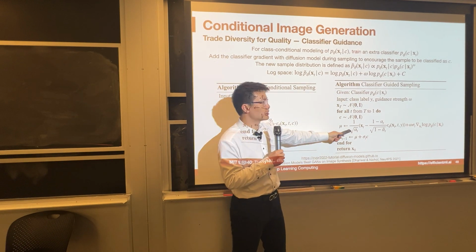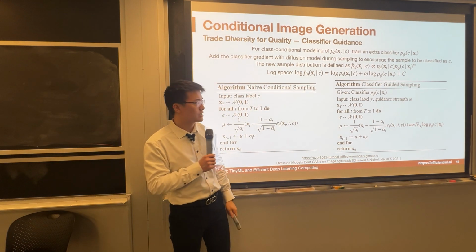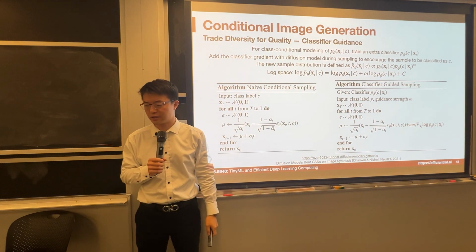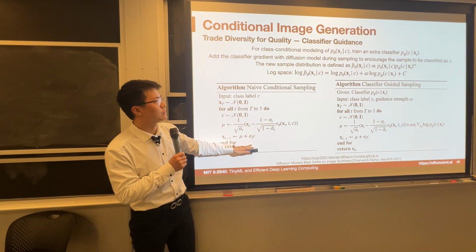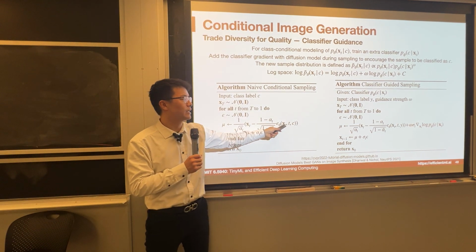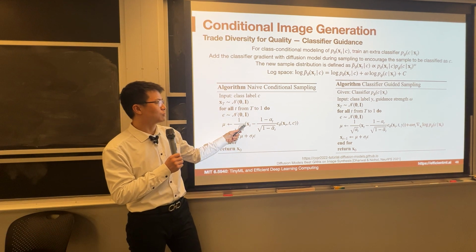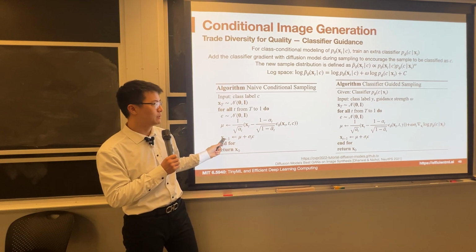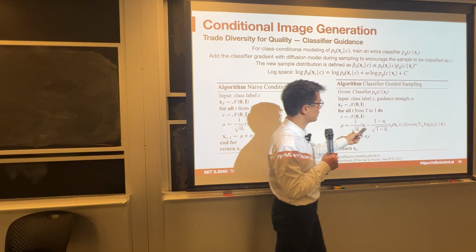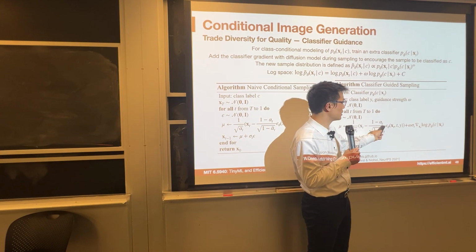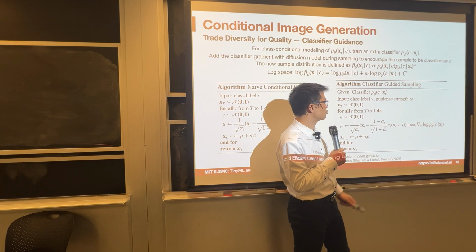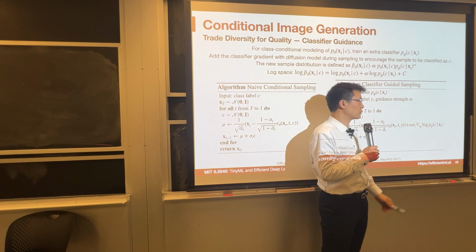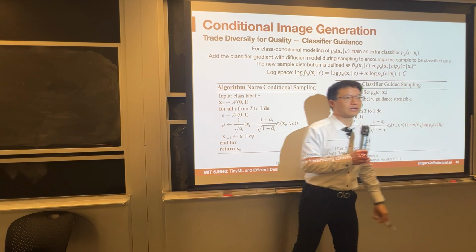What it means for our diffusion equation is that we add another term to the prediction. This is the original naive conditional sampling. We have a condition t and xt, and we try to predict the noise. This is subtracting the noise to get the next step. Later, we not only predict the noise and subtract it, but also add another term, trying to minimize the loss, so that the classifier can classify this xt as the desired class.